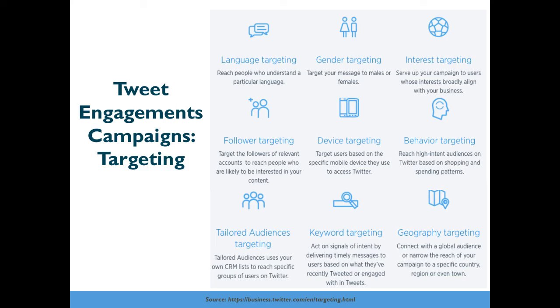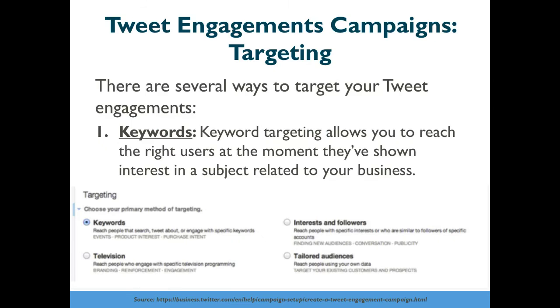You can use your own CRM list to reach specific groups of users on Twitter using tailored audiences targeting. You can target geographically. So if you're just a local business, you can target people only in your area that would be likely to visit your store. And you can do keyword targeting. So this is where you set up specific keywords that people might be searching for and use those as a way to attract people. So let's take a deeper look into some of those options.